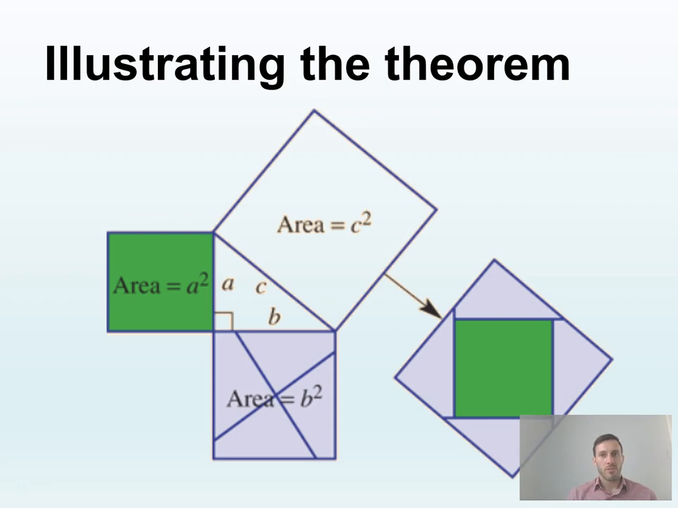The theorem can also be illustrated in a diagram like this. If we turn the sides of a right-angled triangle into squares, the area of the two squares on sides A and B equals the area of the square on side C. And we can do that by chopping up the square on side B and taking the square on side A and placing it inside the square on side C.